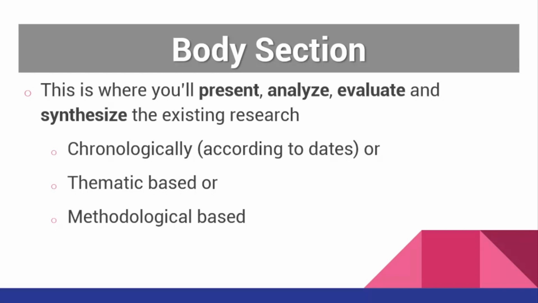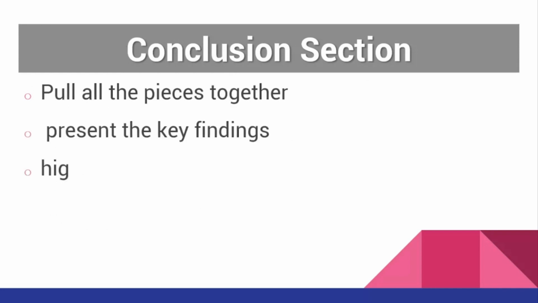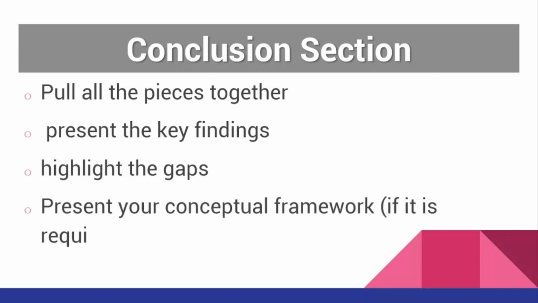Now, once you've been able to do this, the last section of your literature review is the conclusion section. And this is where you pull all the pieces together. You give a summary of the key findings. So all the literature that you have reviewed in your study, what are the key findings that you identified? And you highlight the gaps that you identified. As you are highlighting them, it gives you the leverage to be able to continue with your study.